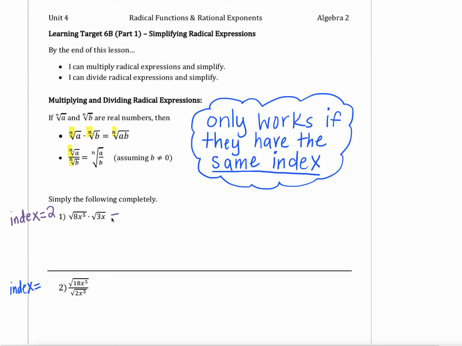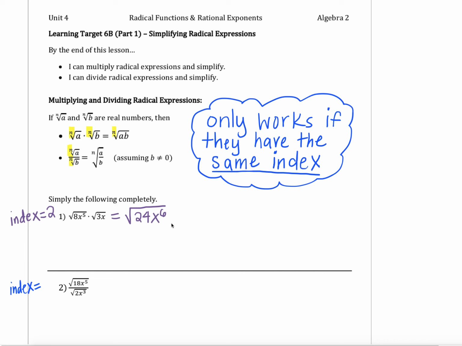And so this is going to be equal to, all underneath a single square root, the 8x to the 5th times the 3x. Now in this case, we can multiply the coefficients. 8 times 3 would give us 24. And we can combine the x to the 5th times the x to the 1st, because those are like terms. Because they have the same base, we would add the exponents, and we will get x to the 6th overall.